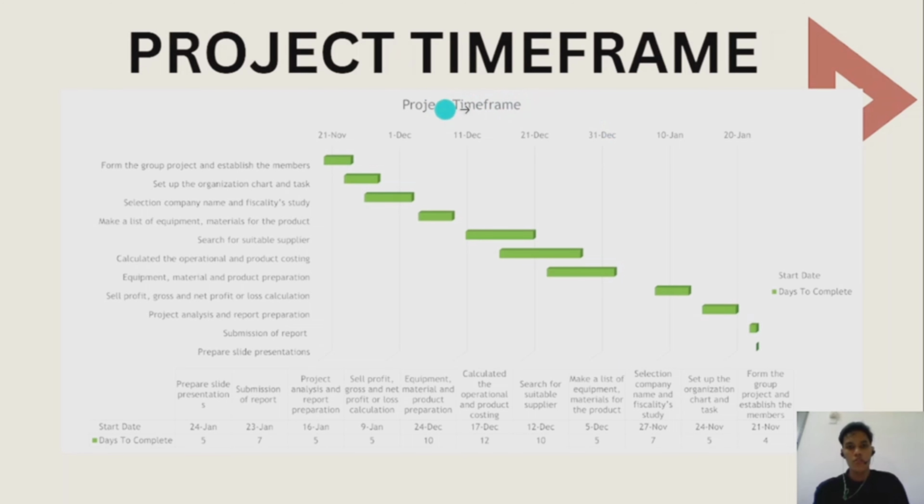Okay, this is our Gantt chart for our project. Here, this is the list of the tasks that we do. This is the date, 21 until 20 January, and this is the progress of our project during completing this task. We start with 21 November until 26 January. I think that's all from me.